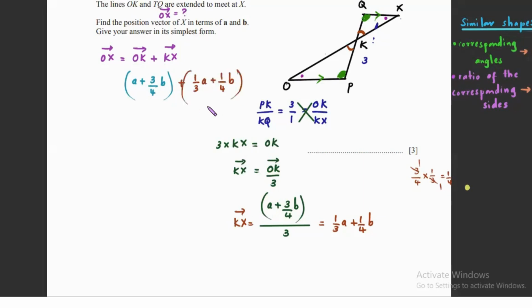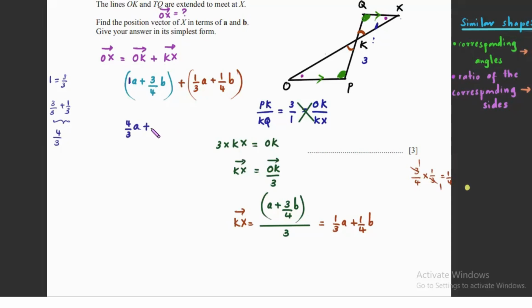Now I need to add them. So I need to combine all the like terms together. So I have 1/3 a and a has a whole number of 1 in front. So a whole number and 1/3 has to be added. So 1 and 1/3 is the same as 4/3, because a whole number 1 can be written as 3/3. So 3/3 plus this 1/3 makes it 4/3. So that's the reason why I wrote it as 4/3 a here. Then I need to add 3/4 b with 1/4 b. So 3/4 and 1/4 makes it a whole, which is 1.